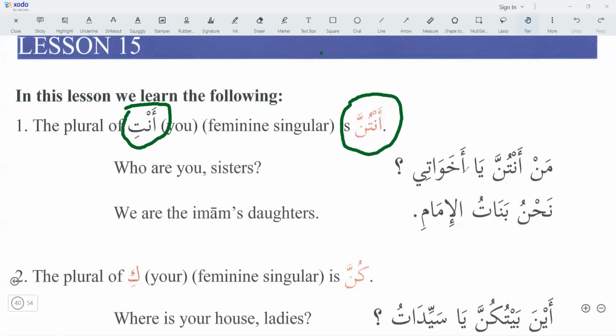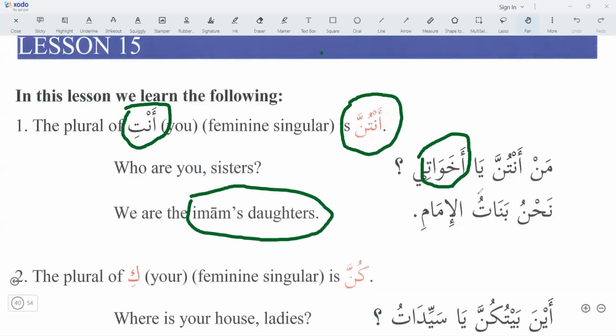Man antunna ya akhawati? Who are you, sisters? Akhawati is the plural of ukhtun. Nahnu banatul imami, we are the daughters of the Imam, or we can say the Imam's daughters. Banatu is the plural of bintun.